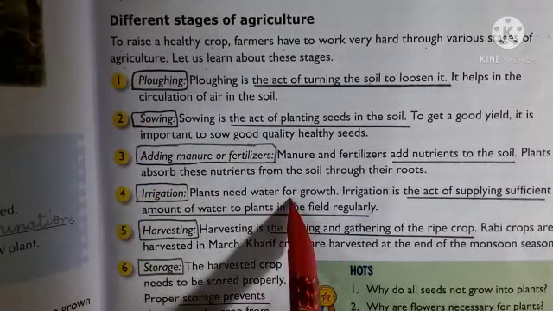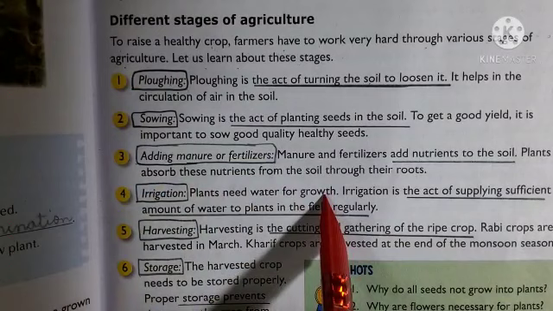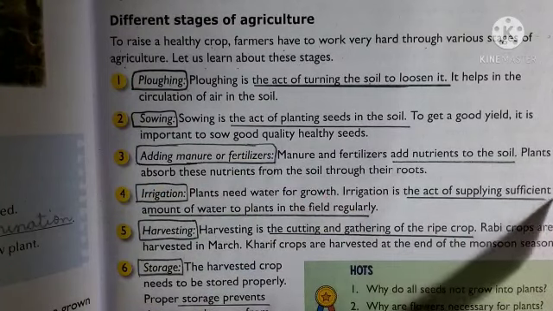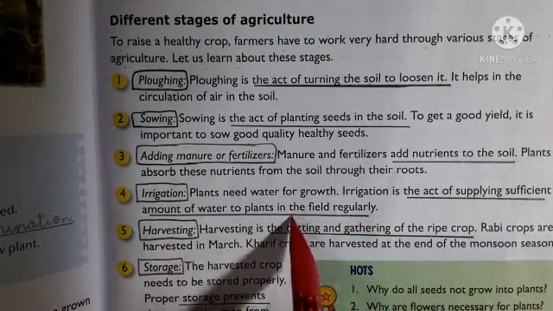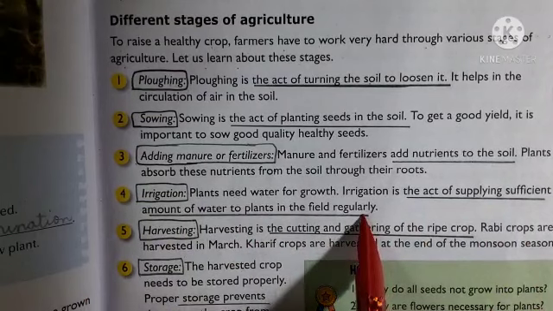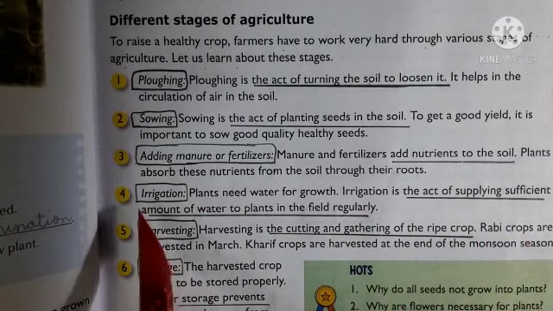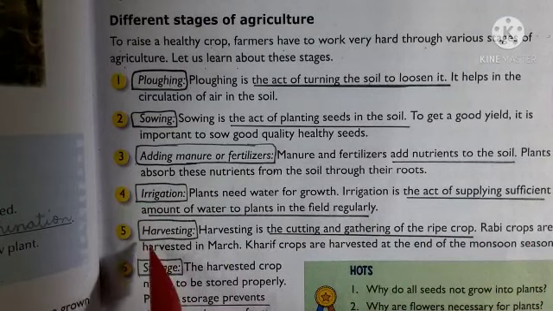Plants need water for growth. Irrigation means सिंचाई करना. Irrigation is the act of supplying a sufficient amount of water to plants in the field regularly. If you sow seeds and do not water the plants, will they grow? No. So we need to irrigate the plants.